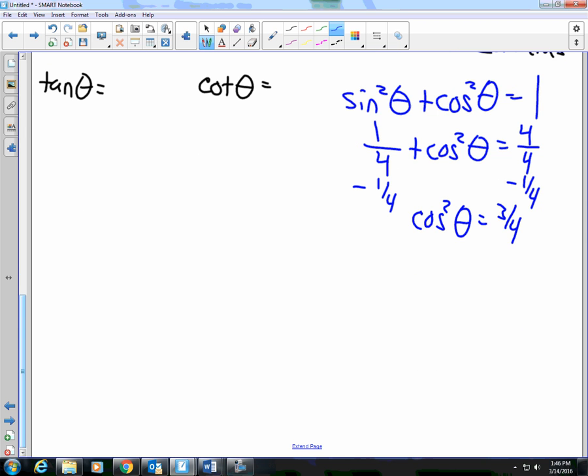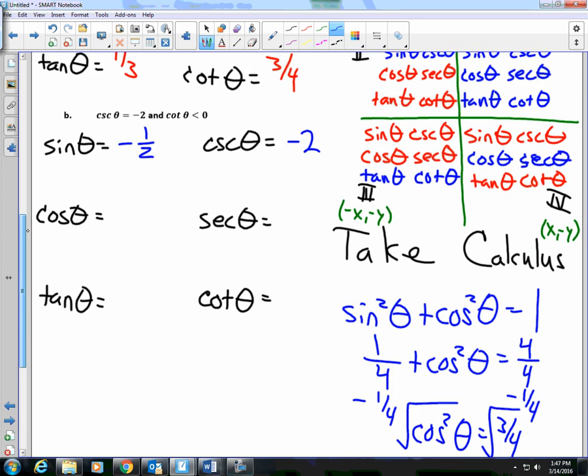Now what? Square root of cosine of theta is equal to, you have to write square root of 3. You take square root of 4. What do you get? 2. And it's either plus or minus. So we should figure that out right now.